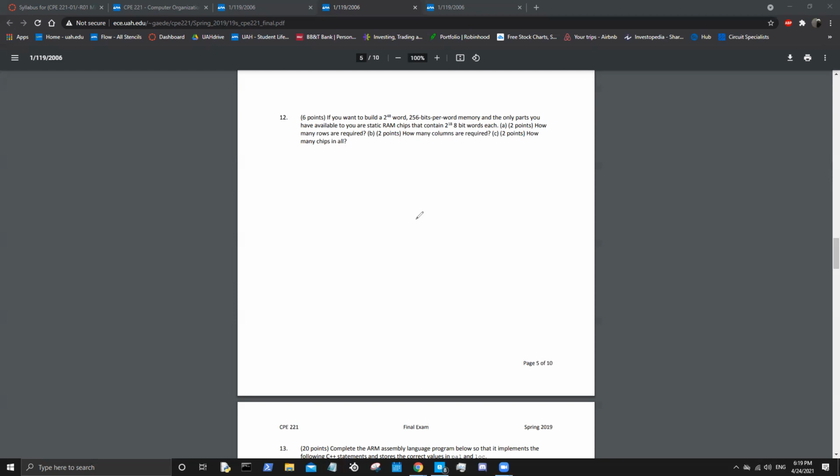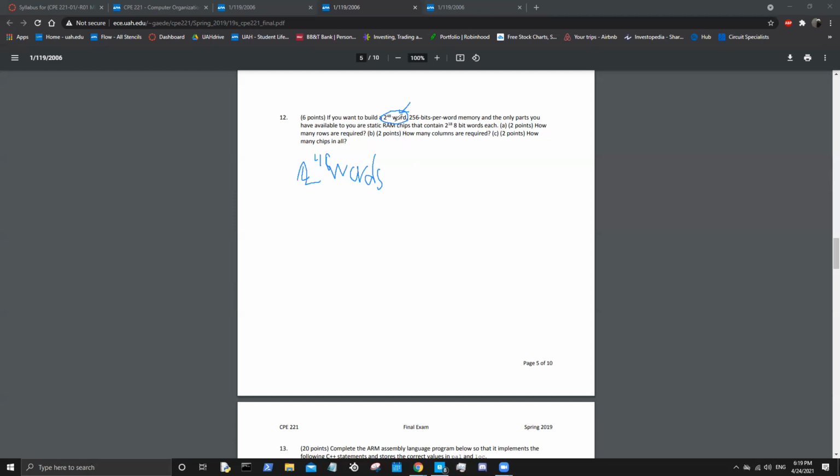So first things first, for rows. We're given information here with this 2 to the 48 word. Word is the base unit for the 2 to the 48 term. So let's get that down. 2 to the 48 words. And then we need to figure out, this is for part A, how many rows are required. And the only parts we have are static RAM chips that contain 2 to the 18 8-bit words each. All right, cool.